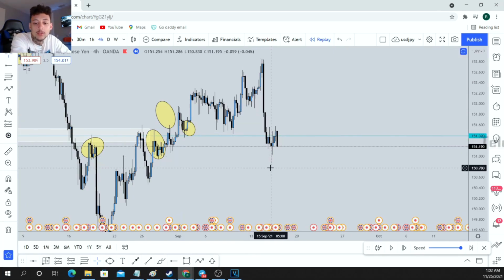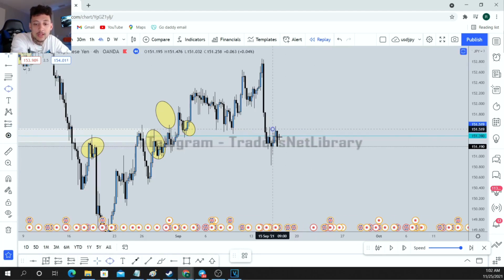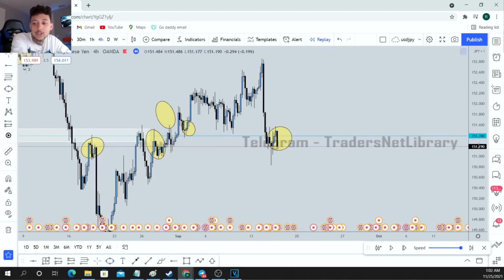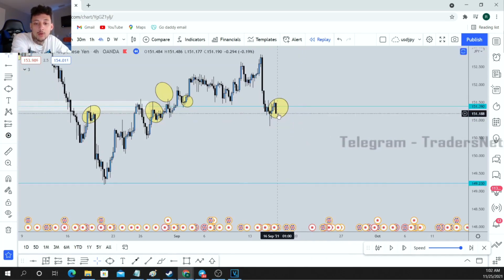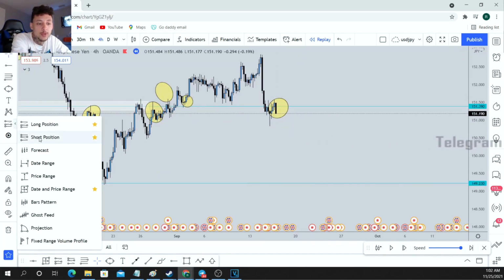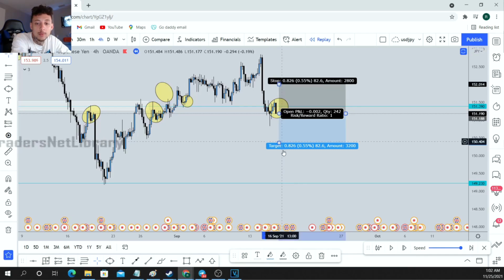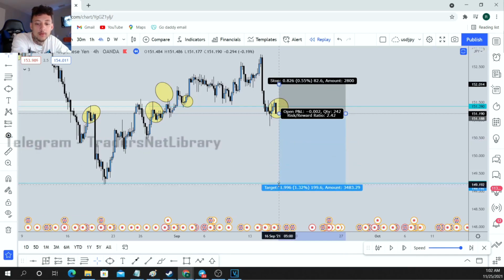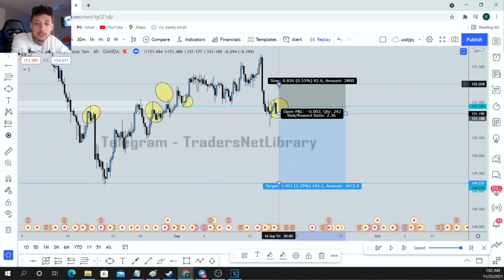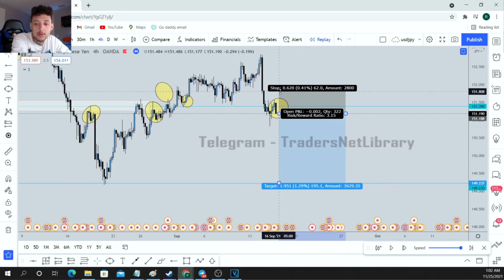So here, perfect. We have a break under support, a pullback to support, now holding as resistance. We have a very nice, very clean bearish engulfing. High probability, right? In a situation like this, you would take a trade here, your stop loss could go there, and then your take profit would be support down here. You can actually have a smaller stop loss. You don't have to have one that's that big.